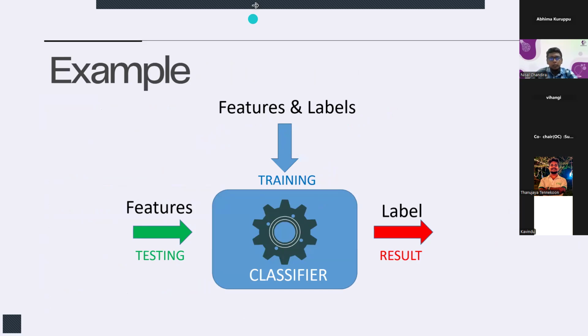You get data from 1,000 people: all the features and the particular label. Age, height, weight, these are the features, and whether he can swim or not, that is the label. You collect it from 1,000 people, and from those features and labels of those 1,000 people, you train it.